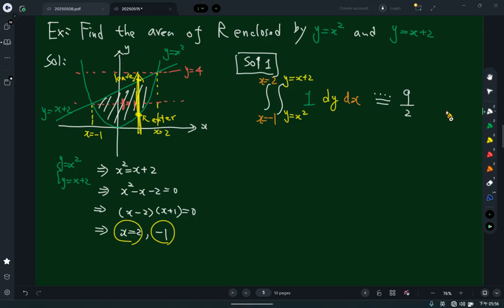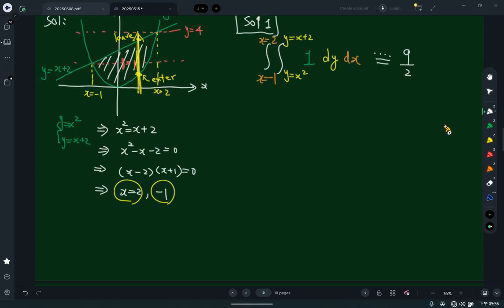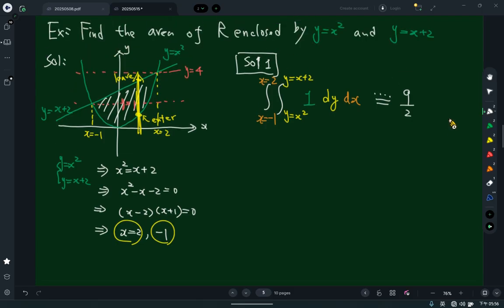And if we use solution 2, so we still draw the region.